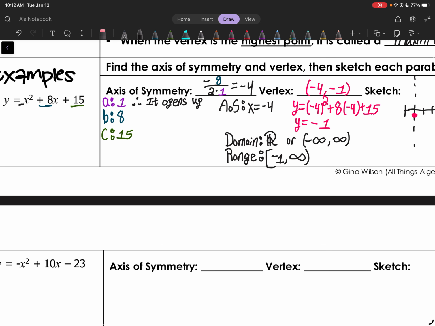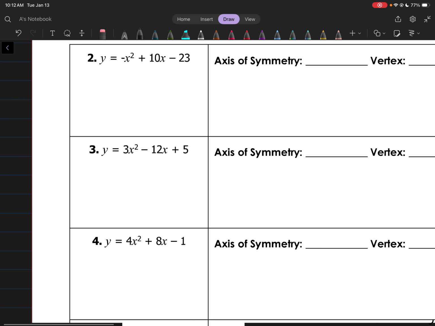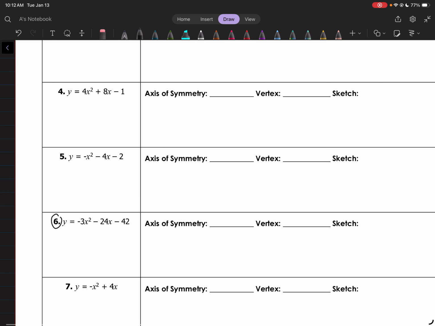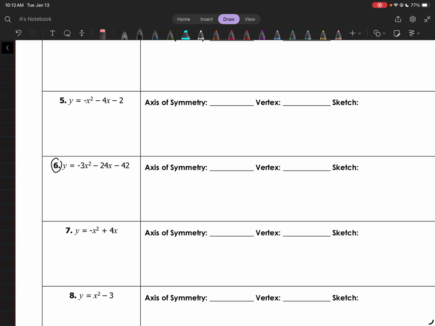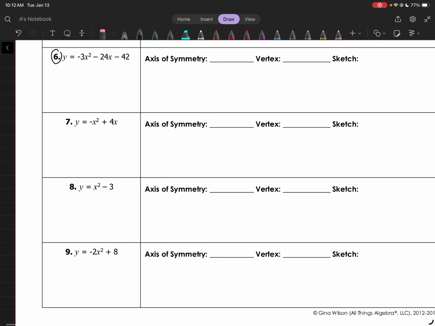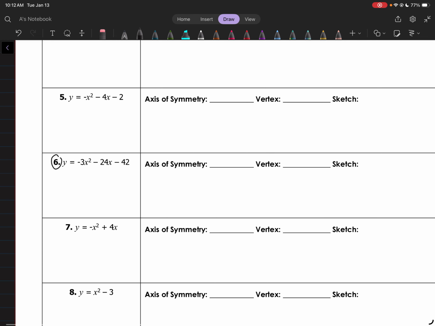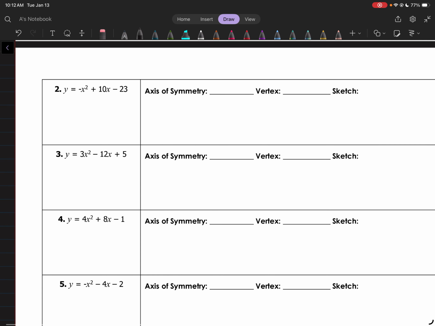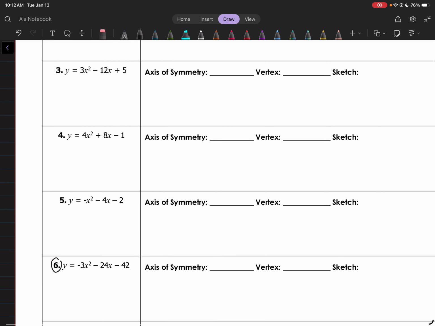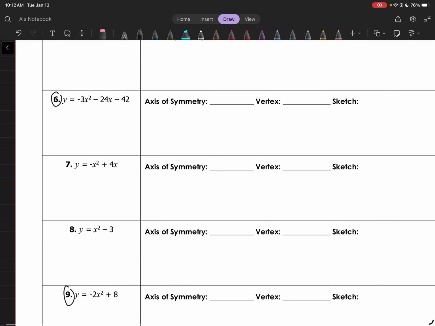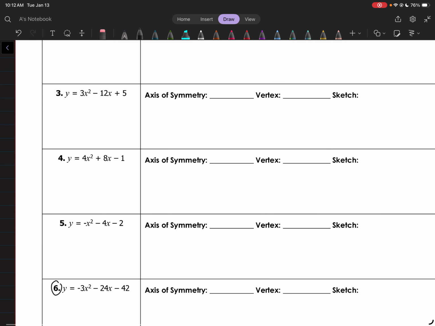I'm going to do number 6, and I'm going to do number 9 by hand. I'll let you try the rest. Well, then I'm going to show you Desmos, and then I'll let you try the rest. We'll do number 4 in Desmos.